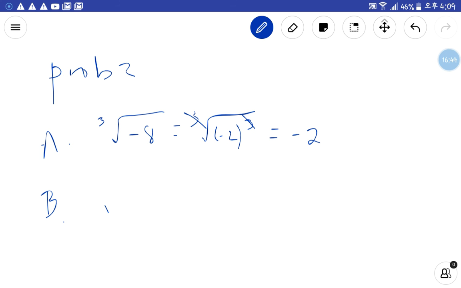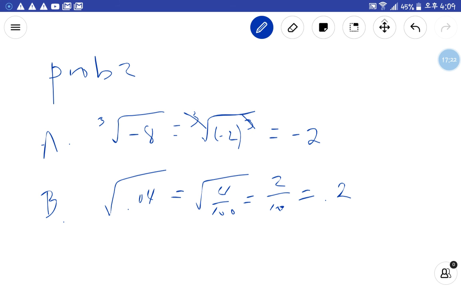B. I have 0.04. Guys, this is different. The question says the square root of 0.04. That would be plus or negative 0.2. But the square root of 0.04 just indicates only the positive square root, which is square root of 4 out of 100. That becomes 2 over 10, which is 0.2. So we don't put negative 0.2 this time, okay?